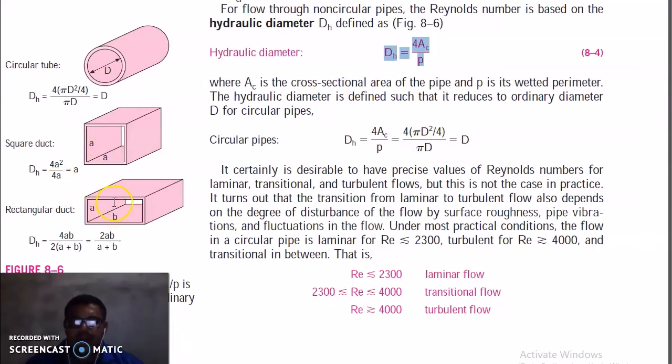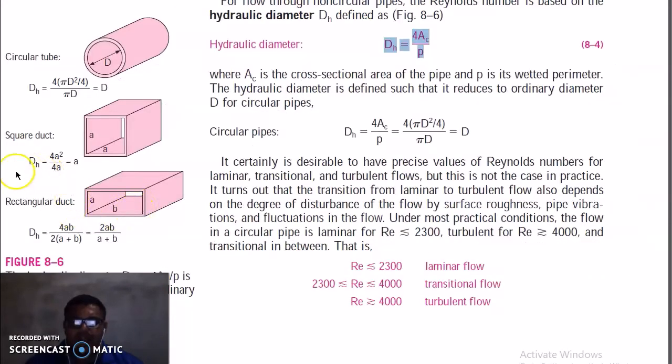In the case of square and rectangular ducts, you have to calculate the hydraulic diameter. For a square, it is a. In the case of a rectangular duct, the hydraulic diameter is equal to 2ab divided by (a plus b). The flow in circular pipes is laminar if the Reynolds number is less than 2300 and is turbulent if the Reynolds number is greater than 4000, and in between it is called transitional flow.